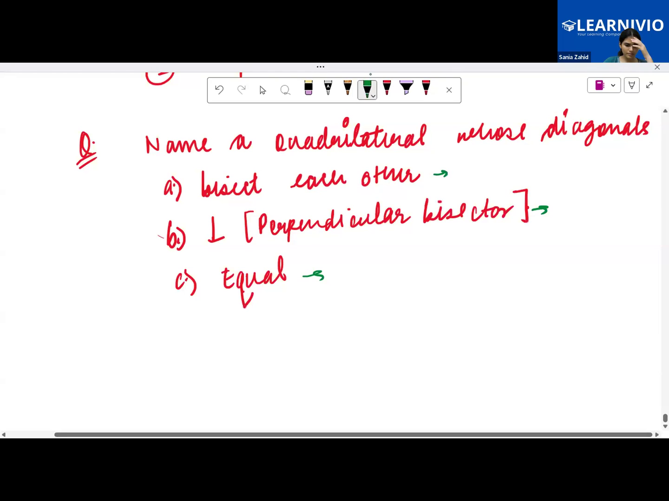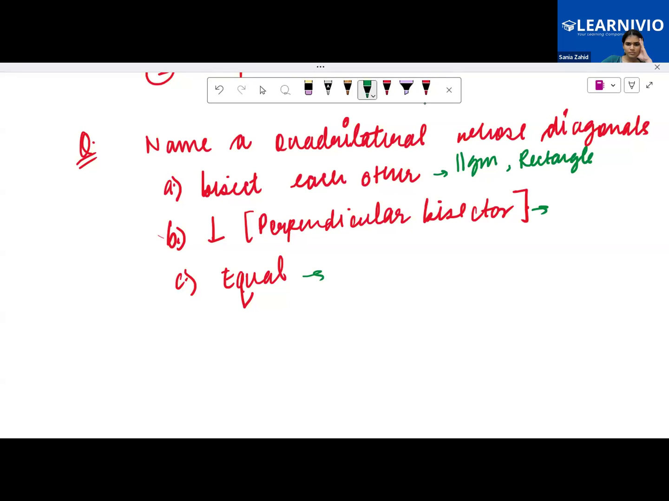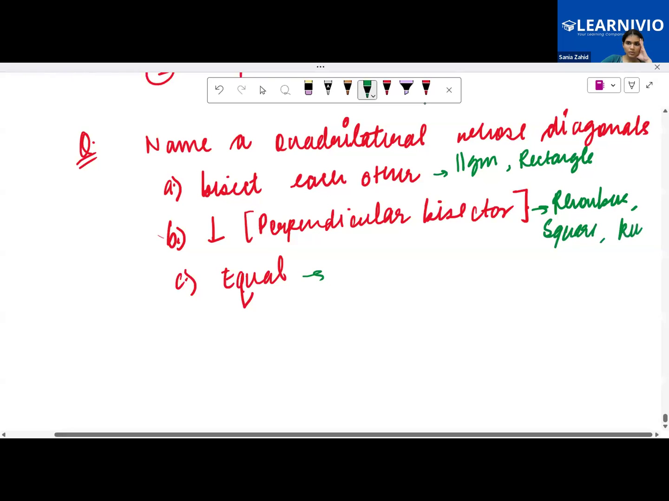Ma'am, I found the answer. Bisect each other: a parallelogram bisects each other, then a rectangle bisects each other. And B is rhombus, square. And equal is square and rhombus. No, rectangle.